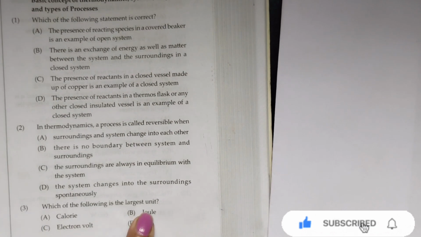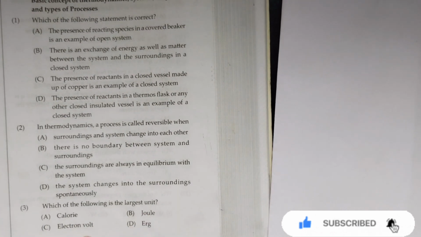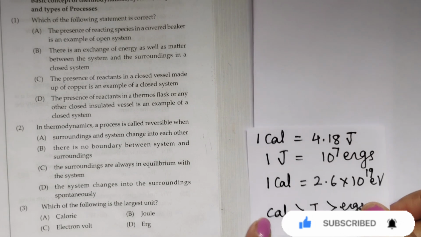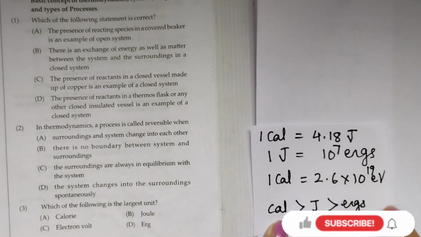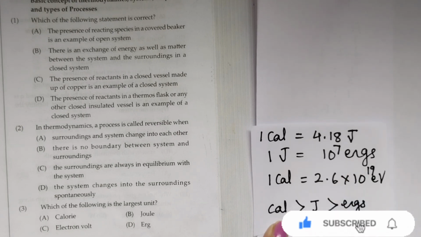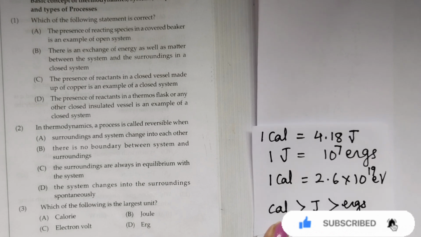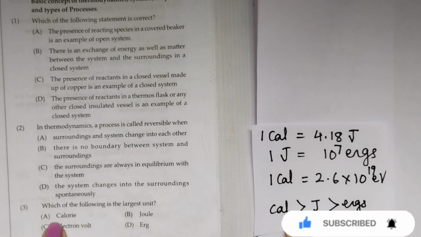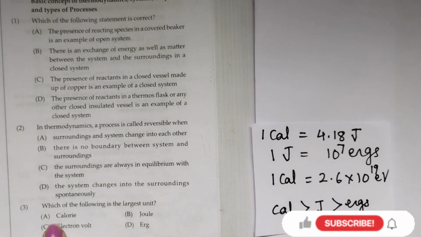Which of the following is the largest unit? Now here they have compared the units on the basis of magnitude. So students, you know that 1 cal is equal to 4.18 J, 1 J is equal to 10 raised to 7 ergs, and 1 cal is equal to 2.6 into 10 raised to 19 electron volt. If I compare the magnitude, cal is the largest unit. So the answer here is the first option.